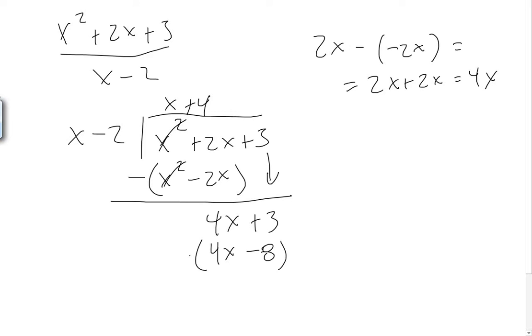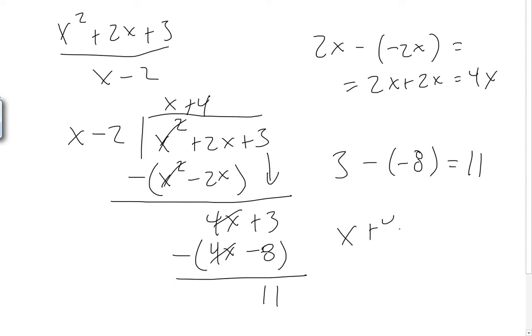I'm putting parentheses every time I do subtraction to remind myself that the negative belongs to each of them, but I'm not distributing it through. 3 minus negative 8 gives me 11. 3 minus negative 8 is 3 plus 8, which is 11. So that I end up with x plus 4 plus 11 over x minus 2. This was the quotient. This was the remainder. The divisor always goes on bottom.